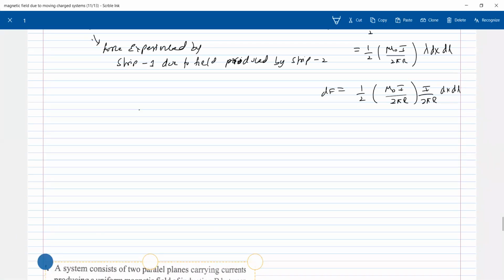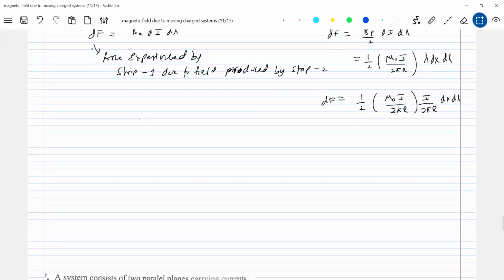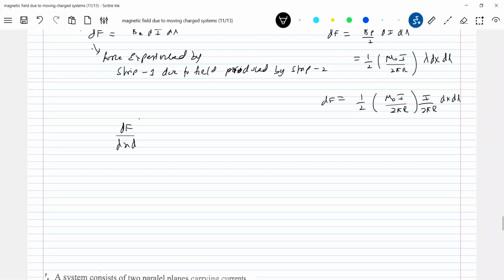Books give the formula directly, but you will not understand. That's why I picked up the basic method. So dF by dx dL should be equal to mu naught I square by 8 pi square r square. This is force per unit area.